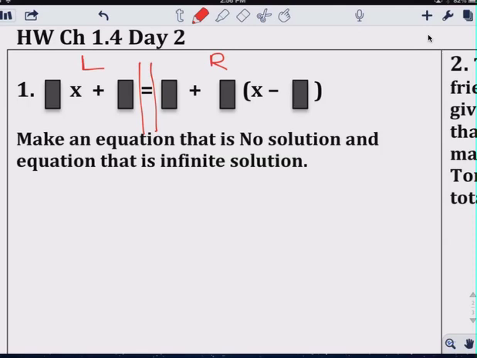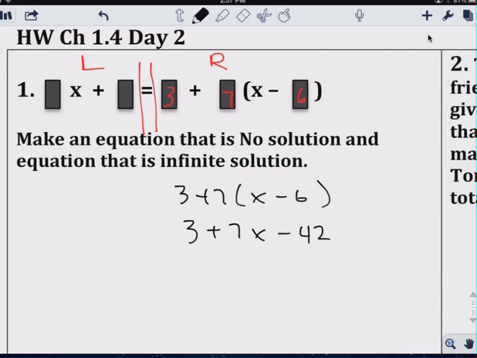Okay, so you do the right because it has more boxes. Give me numbers to fill in those boxes. 3, 7, 6. Sounds good? So we work on that side first. So 3 plus 7 parentheses x minus 6. And that gives you 3 plus 7x minus 42, right?